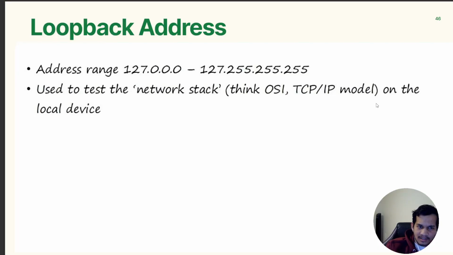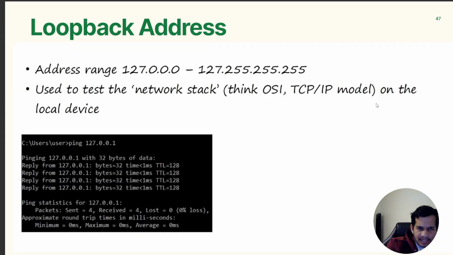Loopback address is used to test the network stack, that is the OSI or TCP/IP model, on the local device. So it is nothing but the address of the device itself. Let's take an example like a router ID. The router address is a different thing, but the loopback address is the address of that device itself.